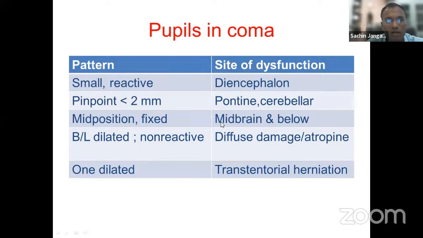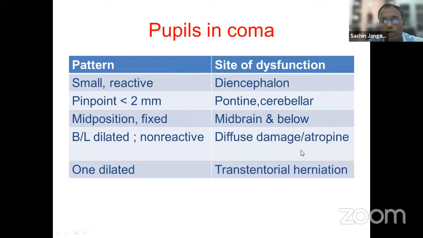Bilateral dilated and non-reactive pupils are seen in diffuse damage to the brain. Sometimes if you have put an atropine drop for the fundus examination, that can also lead to a fixed dilated pupil. Unilateral dilated pupil can point towards transtentorial herniation.